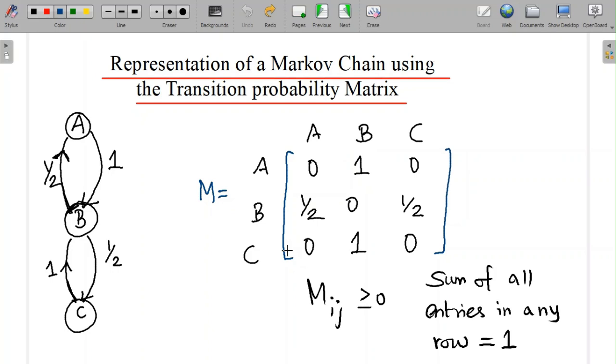The various rules for defining a transition probability matrix is that the total of all entries in any row of the matrix must be 1. We may not bother about the columns. The column totals may vary. The row totals must be 1. In each row, the entries should add up to give you 1. And since each entry is a probability, all these entries are necessarily non-negative.